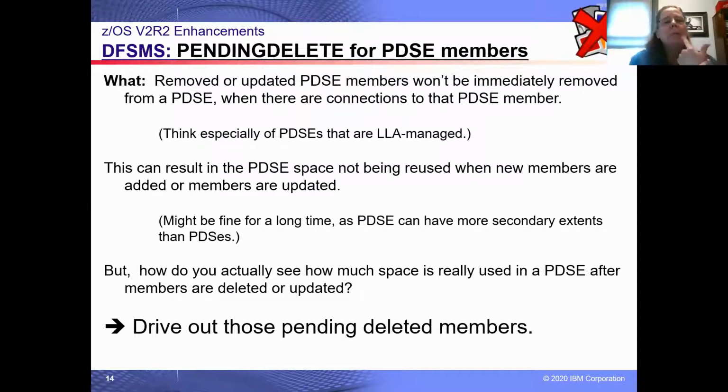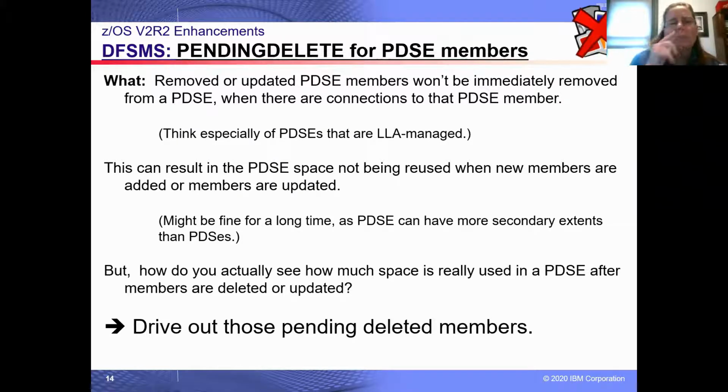Okay, next thing is for PDSEs and DFSMS, and this is about pending delete for PDSE members. So if you remove or you update a PDSE member, it won't immediately be removed because there's going to be connections to that PDSE member. And the use case I was thinking here is that if you have a PDSE that is LLA managed, and you might be changing the content of that, you'll have a lot of connections to those old members that you had in there. And the connections will be there all the time. So that's where these pending deletes might accumulate up a lot.